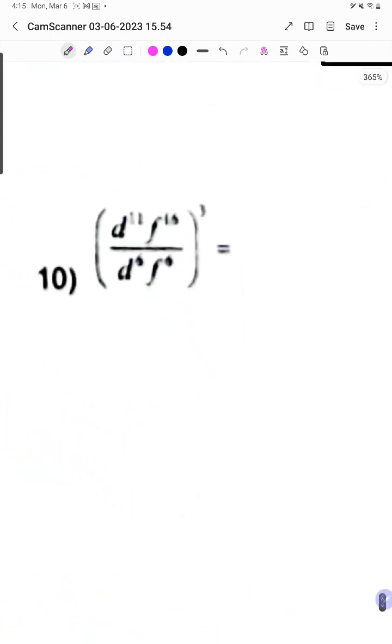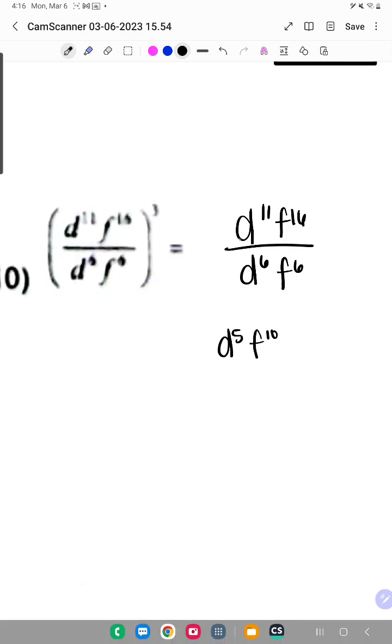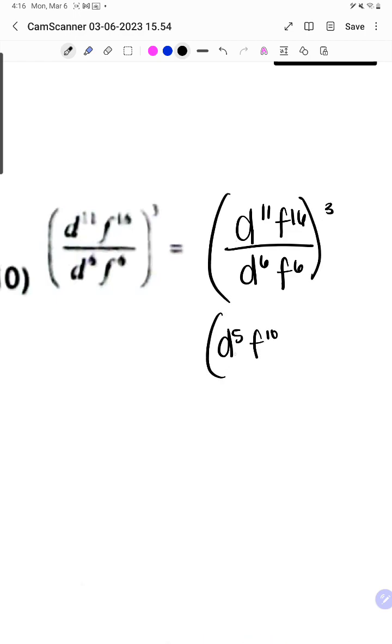And then finally, for number 10, we'll do the same thing. We'll first go through and we'll subtract all of our exponents because they're being divided. So we'll end up with d to the 5th, because 11 minus 6 is 5, and f to the 10th. And sorry, this is all to the 3rd, and this is all to the 3rd. Then we'll distribute this 3 to this 5 and to this 10. So we'll end up with d to the 15th, f to the 30th.